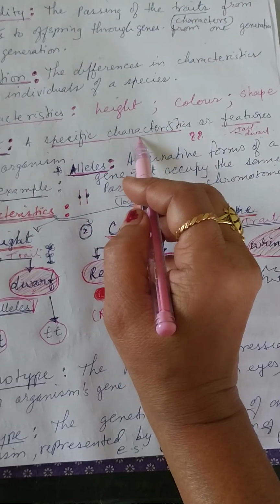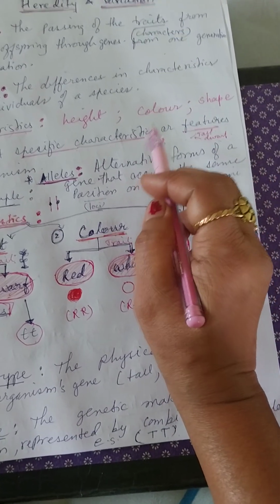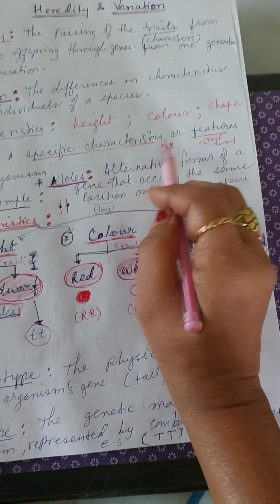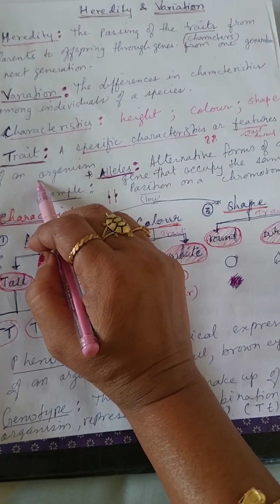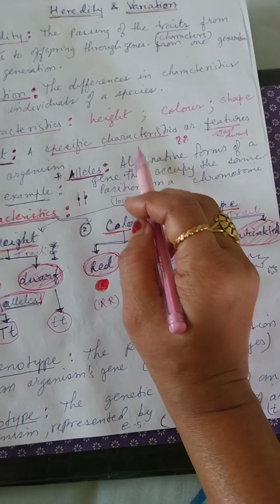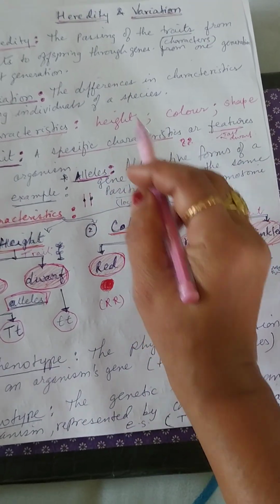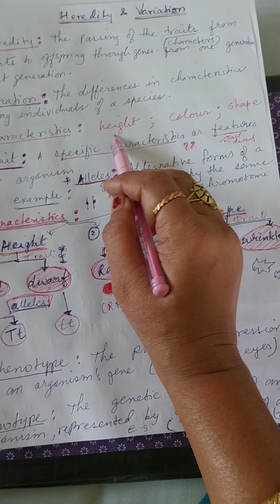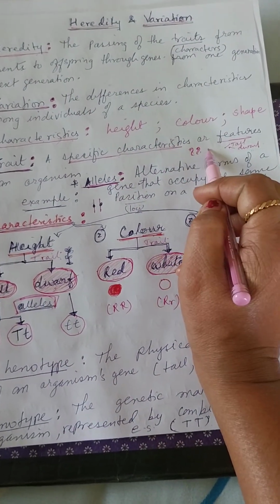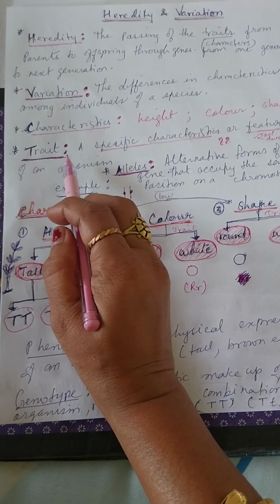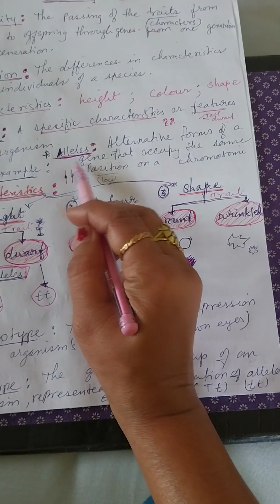The specific characteristic or feature of an individual or of an organism is known as a trait. Specific characteristics, what is this? Height is the characteristic. The specific characteristic, what will it be? Tall or dwarf. So the trait is tall or dwarf. Now this tall and dwarf will depend on the alleles.